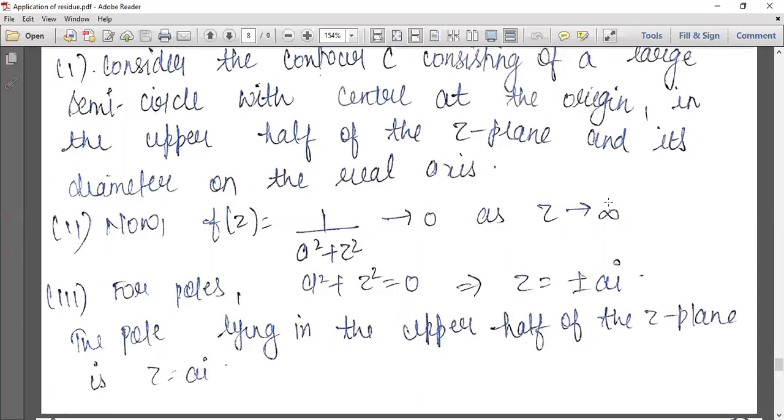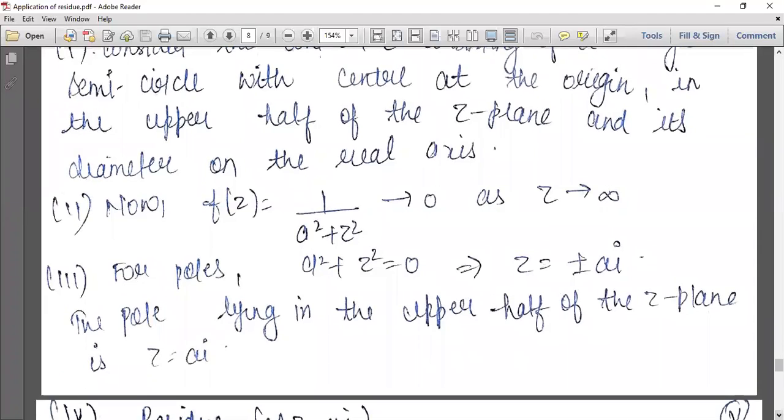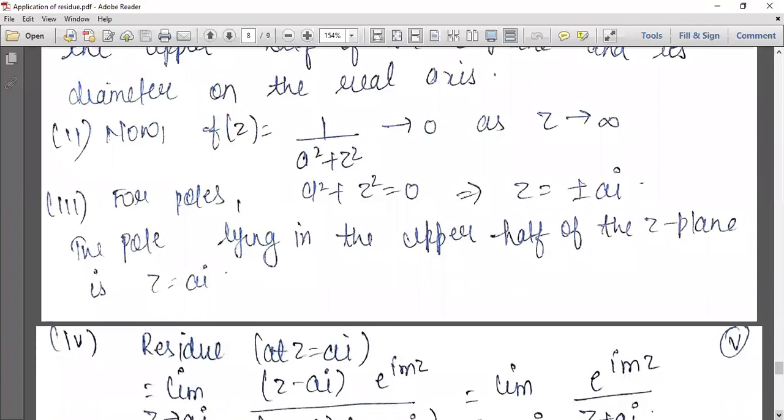So the poles will be given by denominator equal to 0. The denominator is a square plus z square only, and the numerator is e raised to the power imz. So poles will be given by z equal to plus minus a iota. Now same as above, only the positive imaginary one will lie in the upper half of the z plane, so z equal to a iota will be there. z equal to minus a iota will lie outside my contour.